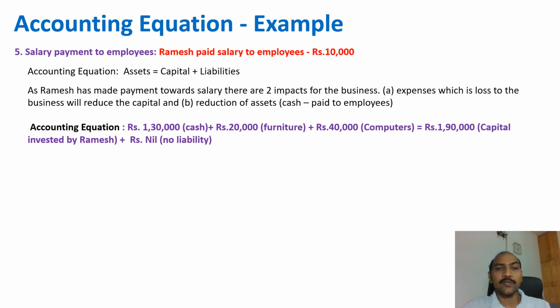Furniture remains same, 20,000 rupees. Computer remains same, 40,000 rupees. Capital reduced by 10,000 rupees because the expense paid is a loss for the business. There is no earning on the other side. Hence, the capital became 1,90,000. Liability is nil because we have paid to ABC Limited in the previous slide.